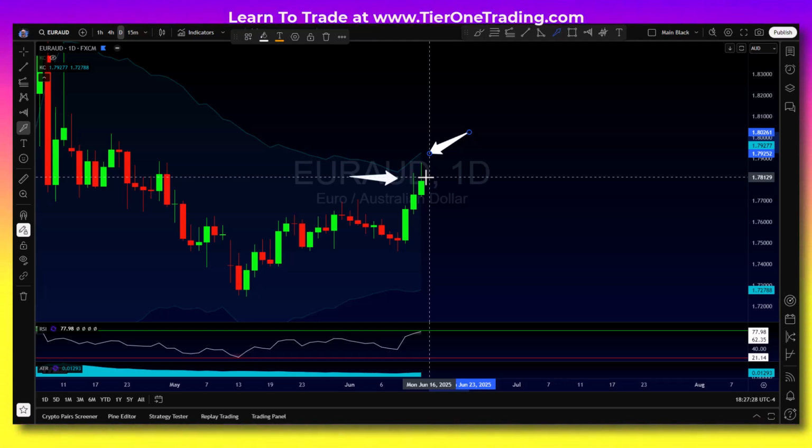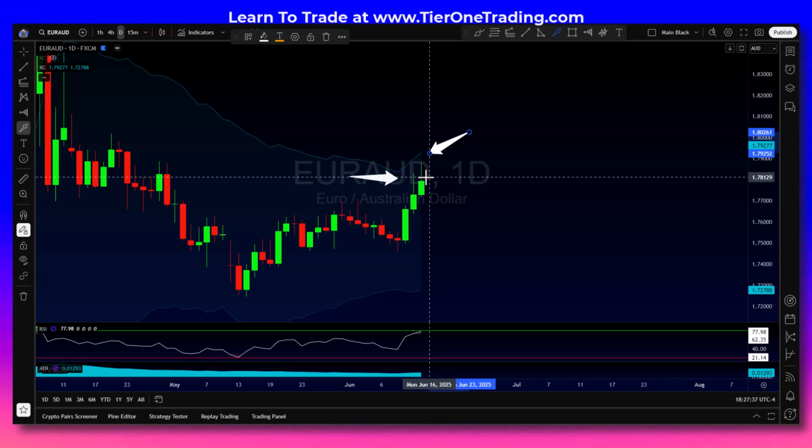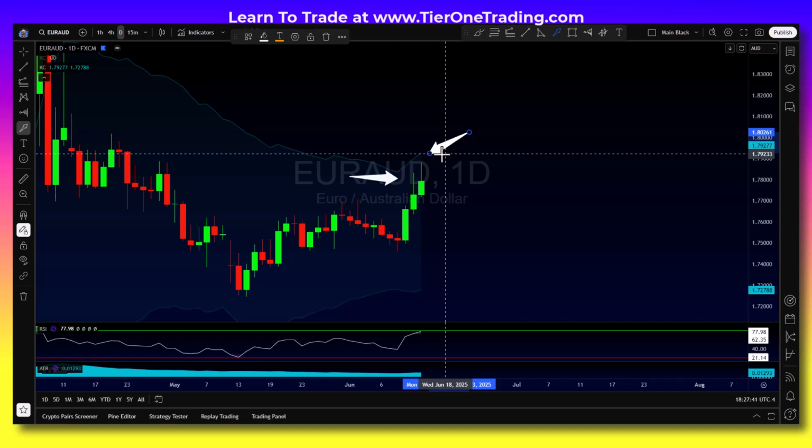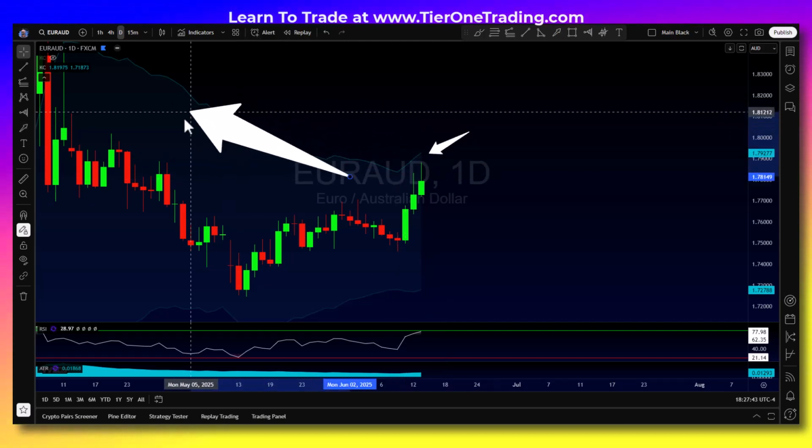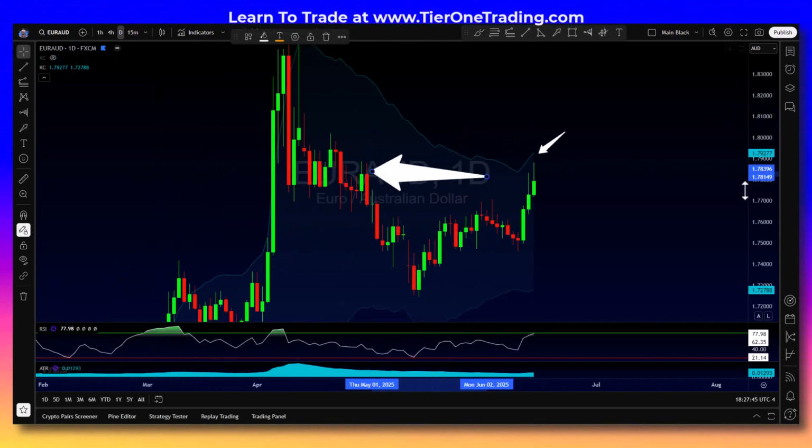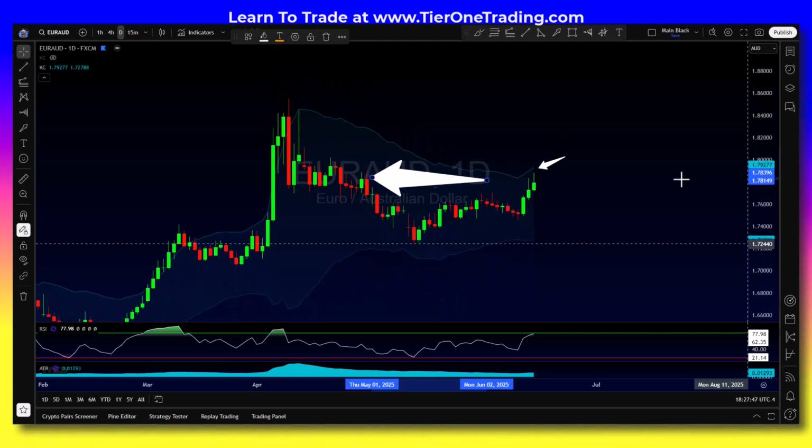But it should tell you to look a little closer and see if there are any signs of reversal. Now, a few things we can look at here. One, look left, structure leaves clues. We are coming up into a previous level of structure here on the Euro Aussie.